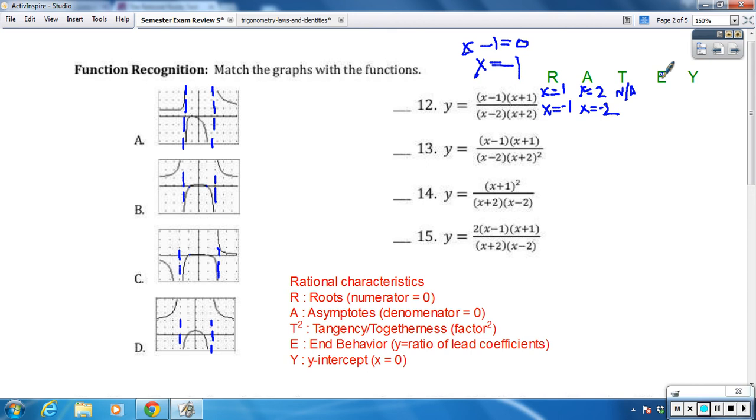All right, E stands for end behavior. It's the ratio of the lead coefficients. So my lead coefficients are going to be all of my x terms multiplied together along with any coefficients they might have.